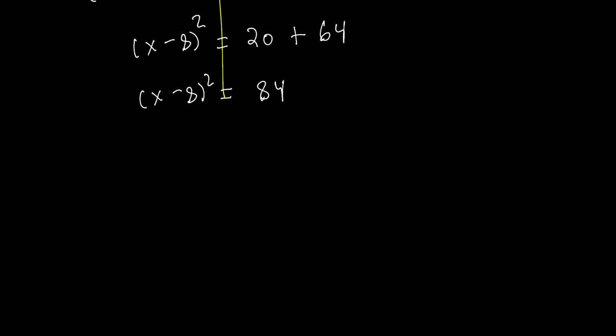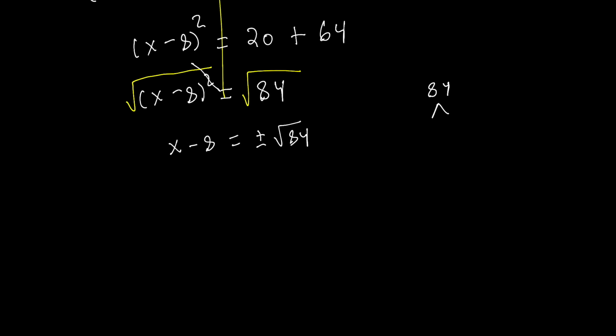We want to solve for x, but first we got to get rid of the second power, and to do that we can get the square root of both sides, and on the left hand side the square and the square root are going to cancel out, leaving us with x minus 8. On the right hand side, we're going to get a plus or minus square root of 84. 84 doesn't have a perfect square, which means that we're going to have to use the factor tree to simplify the radical expression. So 84 is the same thing as 2 multiplied by 42.